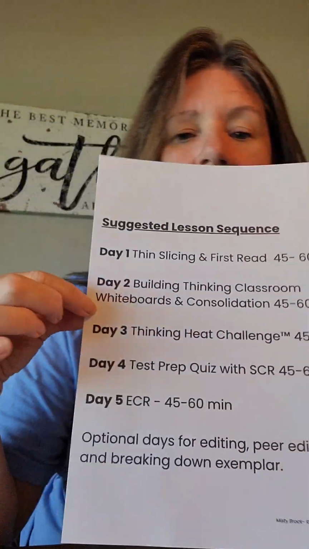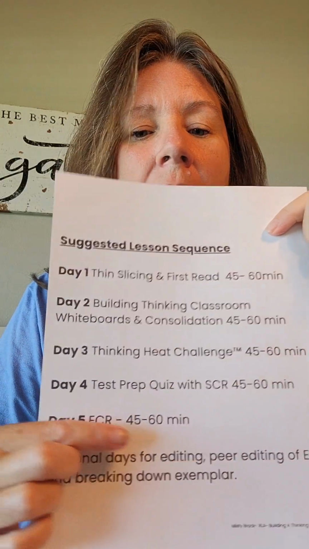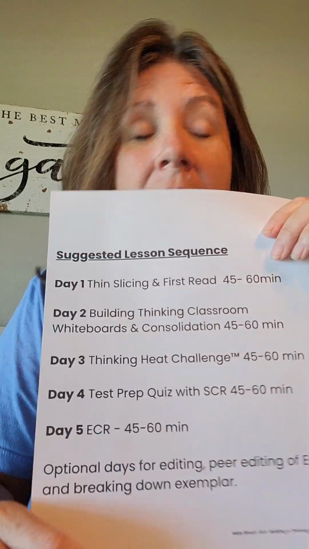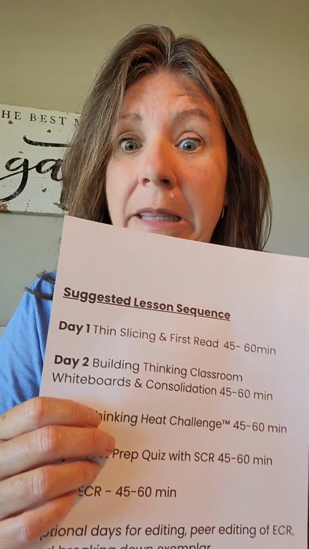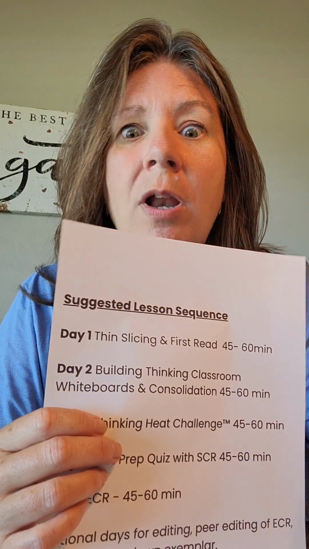Then I also give you the sequence. So it tells you how long it should take you. And day 5 is your ECR. If you only write an ECR and you're done, then that's fine. But if you want to edit it, if you want to peer edit it, if you want to go over the exemplars, which are included in there, I hate when I get resources and I don't get exemplars. Like, what am I supposed to be thinking?